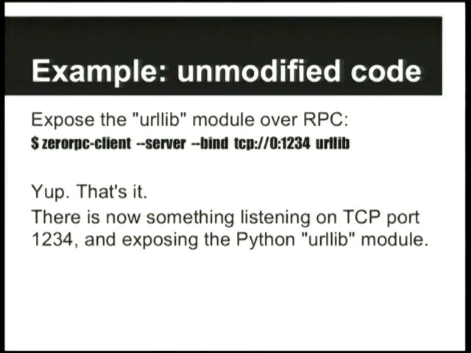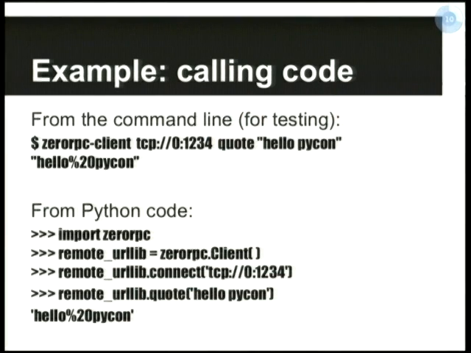So, a quick tour of what we can do with ZeroRPC. We can expose any Python code without modifying it. So for instance, here we're exposing, there is a little tool provided with ZeroRPC, that allows you to start clients, servers and all kinds of stuff. So here we expose the urllib standard Python module. Just this command will make it listen on TCP port 1234. Then we can call it with the command line client, which is mainly used for debugging and poking purposes. And we can call it from Python code, just like we promised.